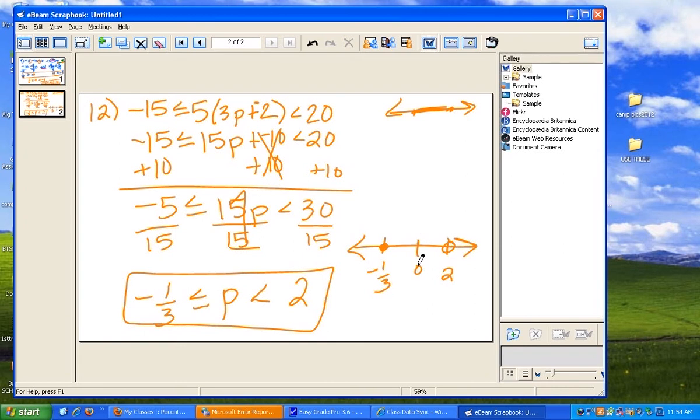So plug in 0. If p is 0, is negative 1/3 less than or equal to 0? Yes. So I shade towards the 0. Is 0 less than 2? Yes. So I shade towards the 0. And now I end up with these as my solution sets. Okay? Questions?